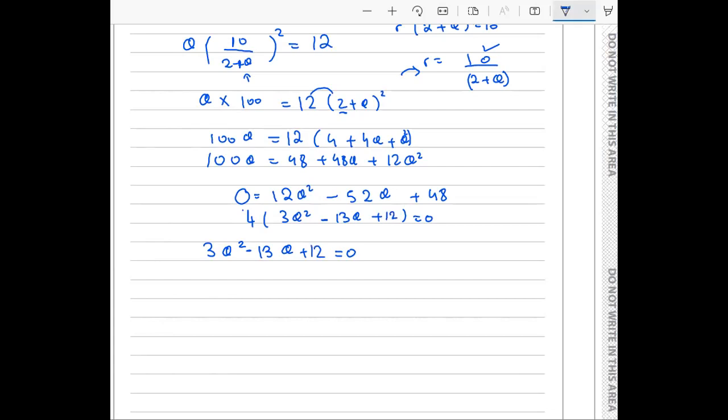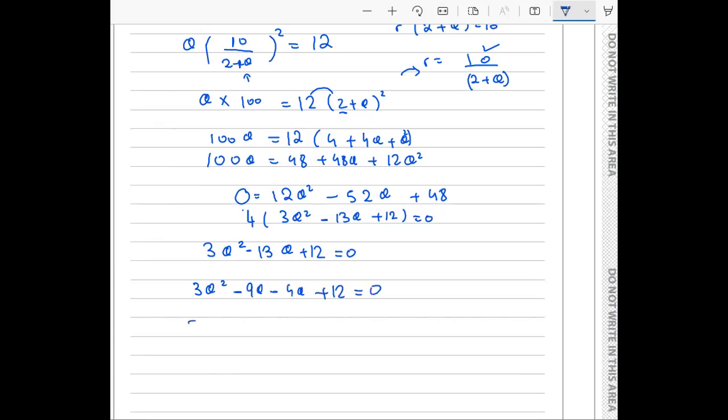Now think of two numbers such that when you multiply them, you get 36 theta square, and when you add them, you get minus 13 theta. So 9 and 4, right? Yes, -9 and -4. Very good.